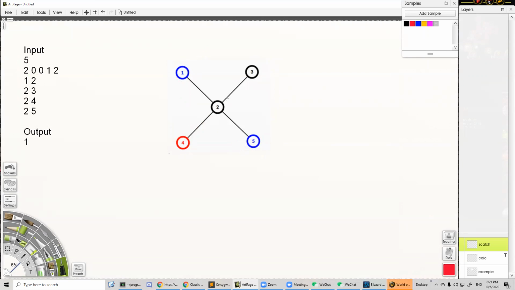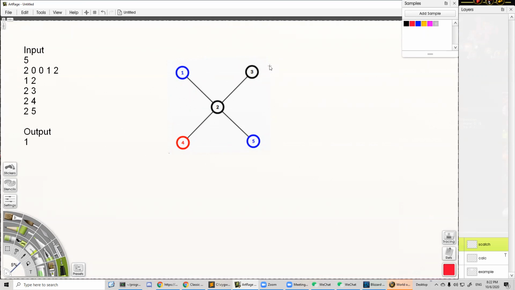Let's take a look at other edges. For example, this one: for this edge, this side has one color, good. But for this side, it has two colors, so this edge is bad. So we need to find how many edges are good edges. For this example, there is only one, which is this edge. So how do we solve this problem?